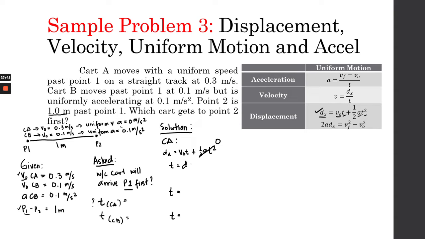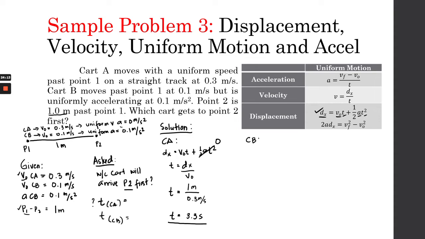It should be dx over v0. Sorry about that. So distance is 1 meter over 0.3 meters per second. There you go. So 1 over 0.3 is actually equal to 3.3 seconds. So it took cart A to arrive from point 1 to point 2, 3.3 seconds.